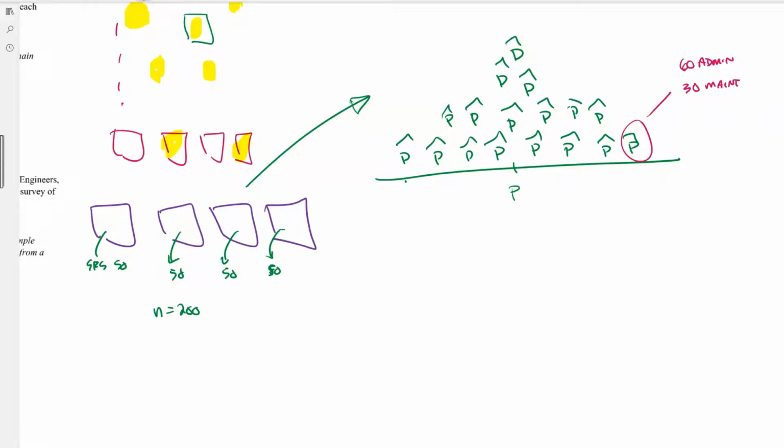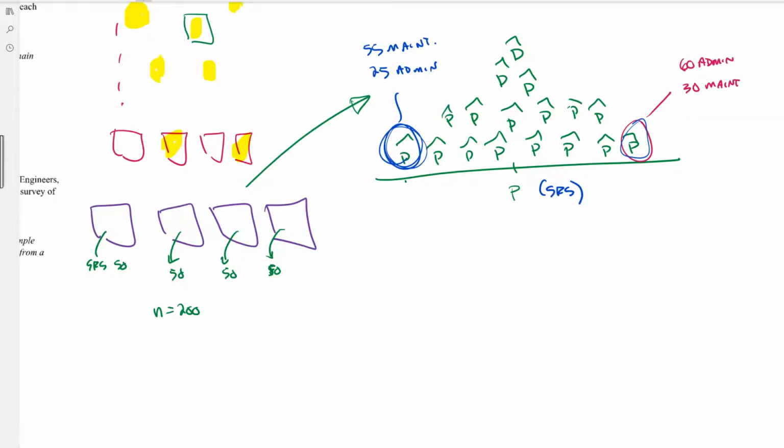And maybe this sample here happened because I got 55 maintenance people, and the maintenance people aren't happy with their job, and we only got 25 administrators. Maybe the administrators are happier with their job. So maybe we got a low p-hat here because we got a lot of maintenance people and not very many administrators, and maybe we got a really high one here because the opposite happened, right? This happens when you take an SRS. You could get more of one group than another group because we're just putting names into a hat.